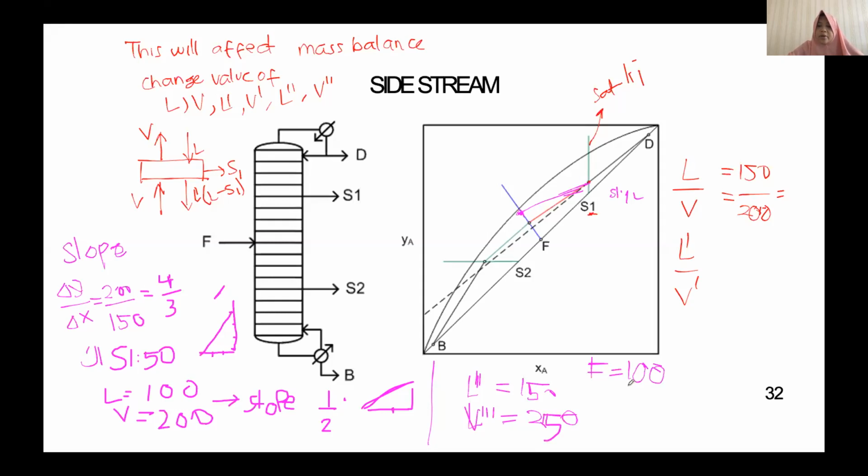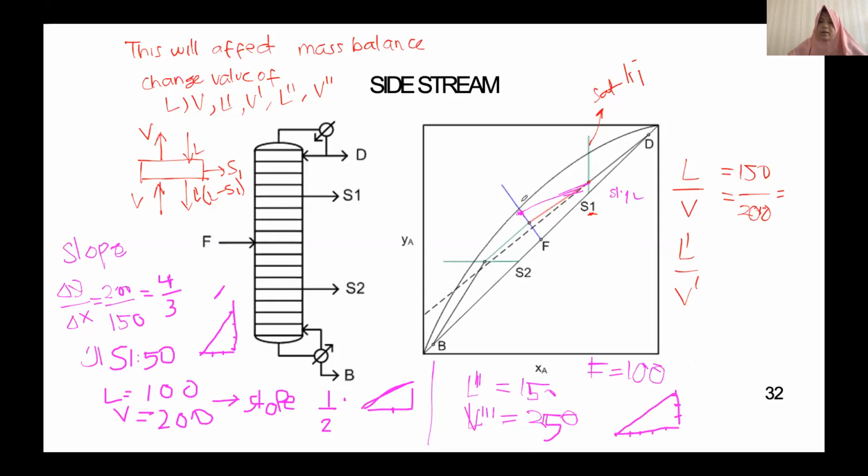So then our new slope would be 3 over 5. 3 in the X: 1, 2, 3, scale in the X, and also 5 in the liquid: 1, 2, 3, 4, 5. It would be that one, and then you can draw again in here.